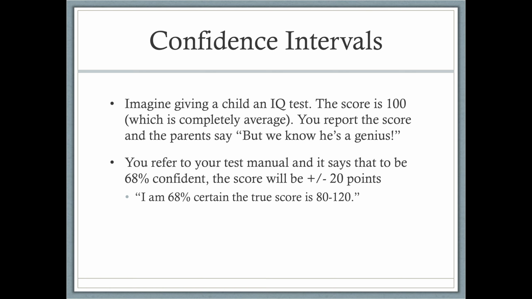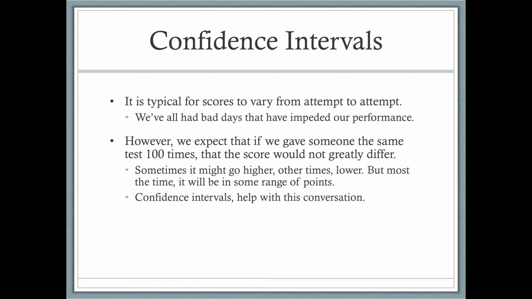When the conversation comes up that says, well, what if I didn't eat breakfast that day, or I felt rushed, or my throat was bothering me, we would be saying, right, but we're still pretty positive that if you took it again and again, your score is always going to be between this and that. It's typical for scores to vary attempt to attempt. Here, what the standard error of measure does is tell us that you're probably not going to score magnitudes higher or lower.